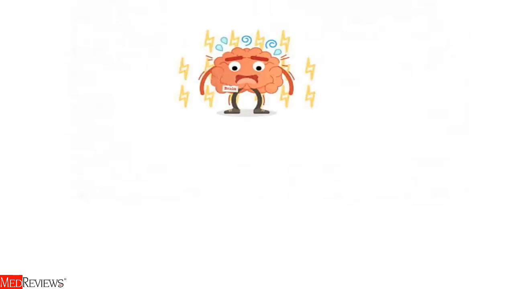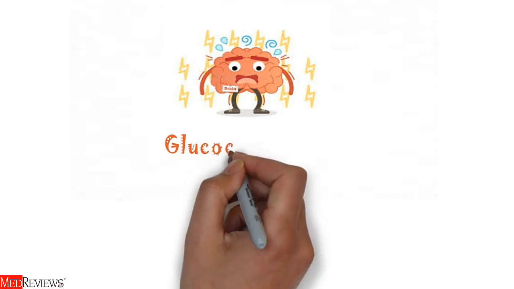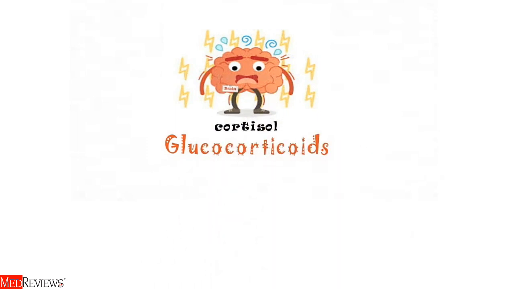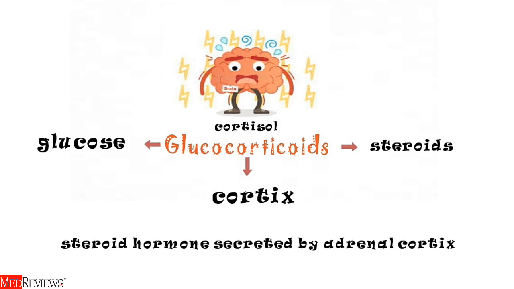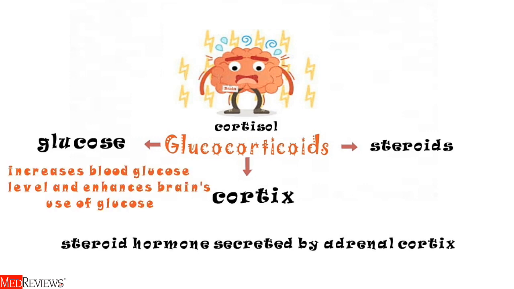Hello, this video will talk about the primary stress hormone, glucocorticoids, cortisol. Glucocorticoids' name is a portmanteau of gluco, for glucose, corti, for cortex, coids, for steroid, as they are steroid hormones secreted by the adrenal cortex. During periods of stress, cortisol increases blood glucose level and enhances the brain's use of glucose.